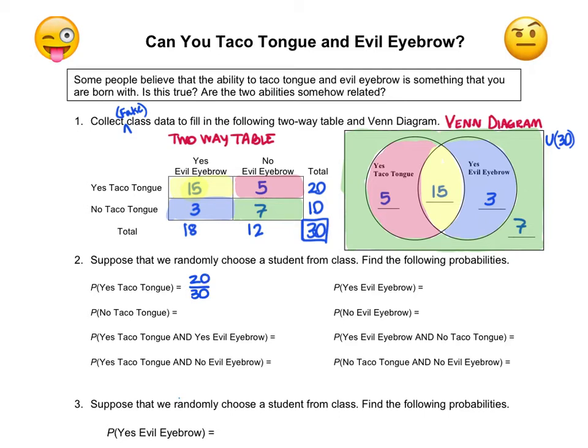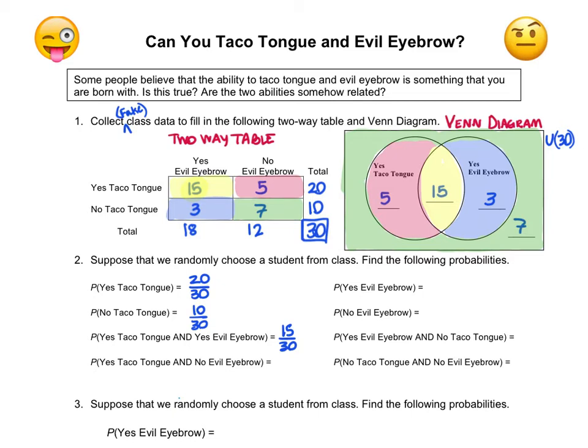That corresponds, on the Venn diagram, to the red area plus the yellow area, because that encompasses everyone who can do the taco tongue within that circle. When it comes to no taco tongue, that's going to be the complement, which is 10 out of 30 students who cannot do the taco tongue. The next one is find the probability of yes taco tongue and yes evil eyebrow. That means they can do both, and that gives us our 15 out of 30 that we see in the yellow area on the two-way table and the Venn diagram.